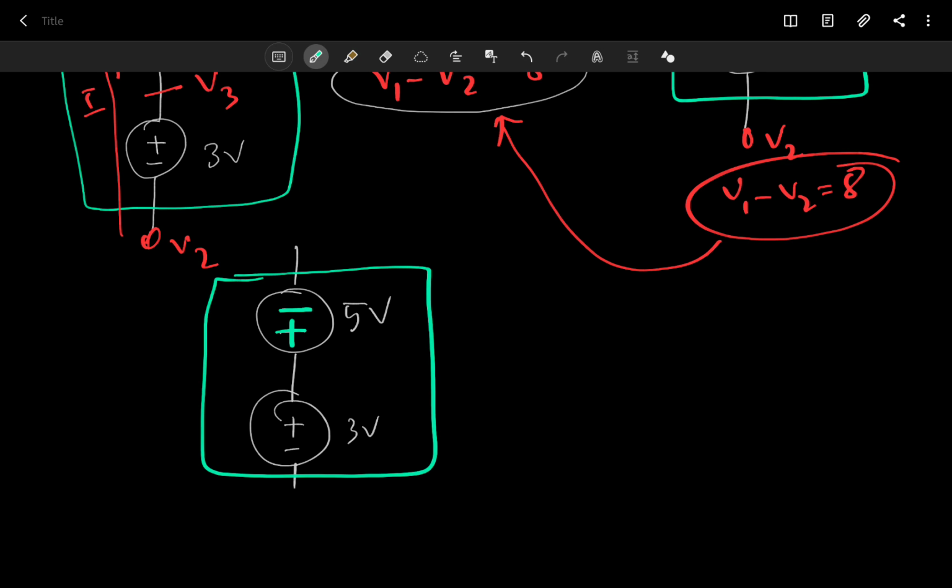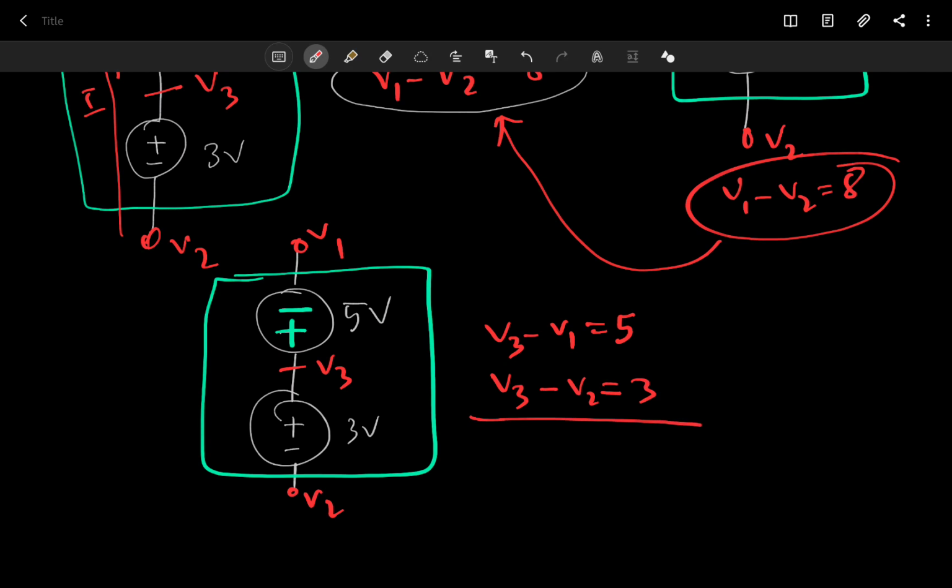So let's do the exact same thing here: V1, V2, and let's call the middle node V3. So we have V3 minus V1 equals 5 this time, not the other way around. Always remember positive terminal minus negative terminal. Then we have V3 minus V2 equals 3. And as you can see, we cannot actually cancel them out unless we multiply one of them by -1. So let's multiply this one by -1.